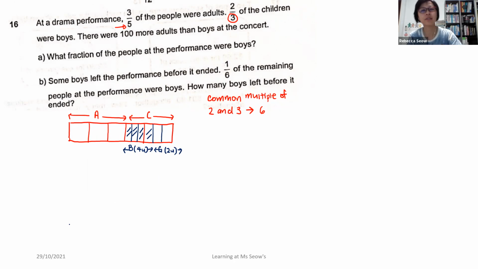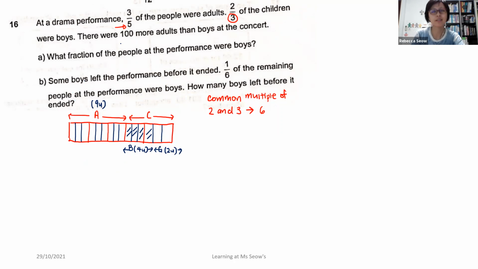How about adults then? You realize that the units for adults are different from the size of the unit of children. So what we can do is, since one big unit of children is divided into 3 smaller units, we will do the same for adults. So here I am splitting up the units such that all the units now are of the same size. Okay, adults, we have 9 units in all. So I'm going to put down 9U together with A.